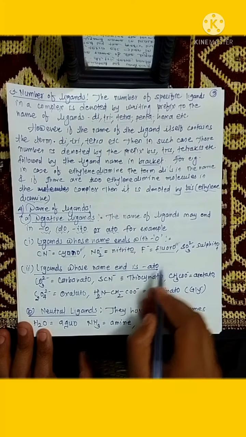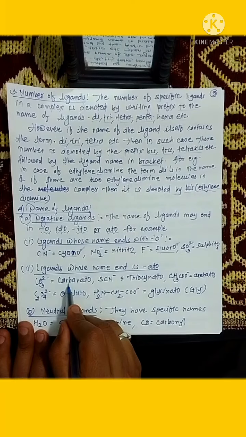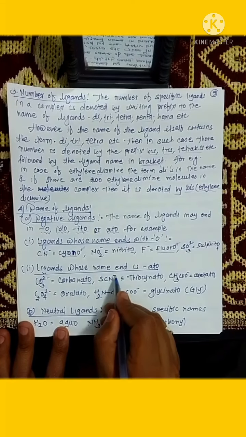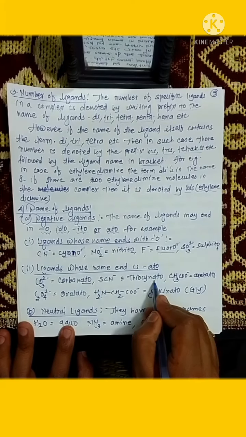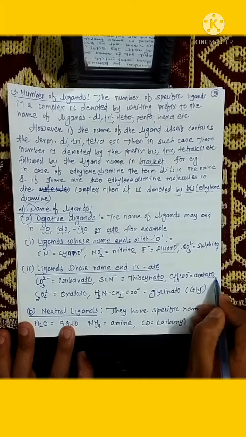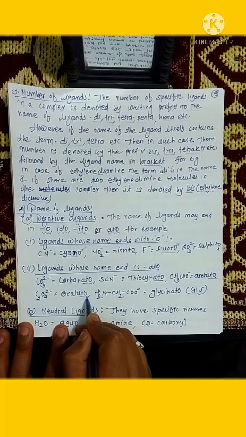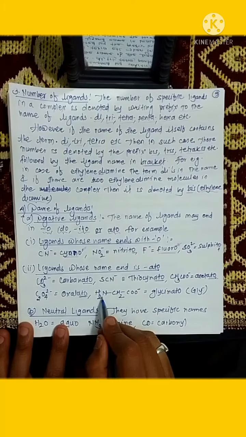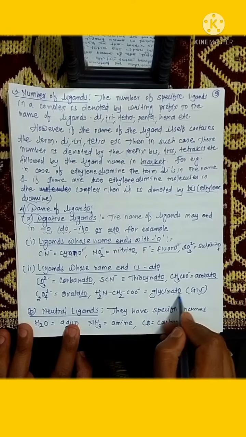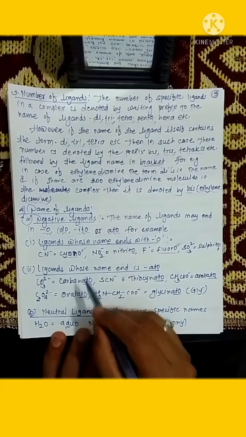Ligands whose name ends with ato: CO3 2 minus is written as carbonato, with ato at the end. SCN minus is written as thiocyanato, ato at the end. CH3COO minus is written as acetato. C2O4 2 minus is written as oxalato. NH2CH2COO minus is written as glycinato. Just see, the name ends with ato. This is for negative ligands.